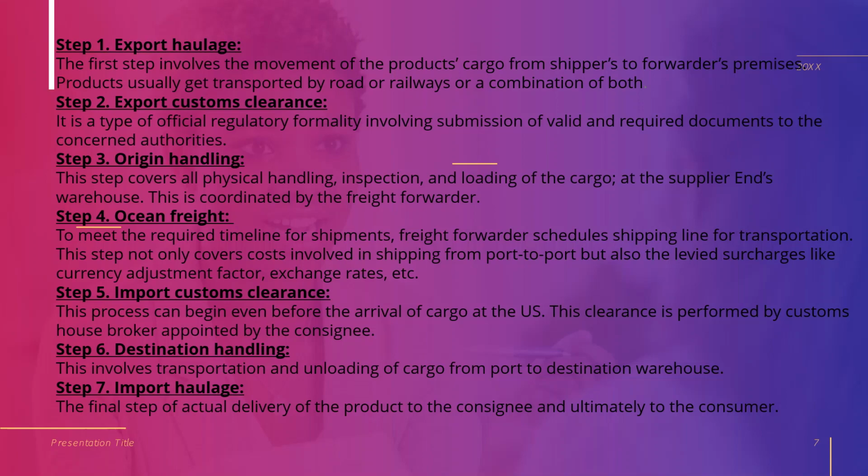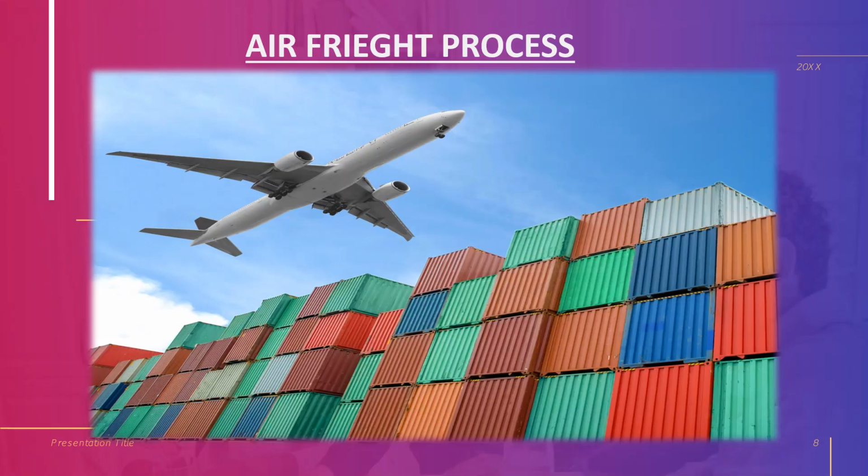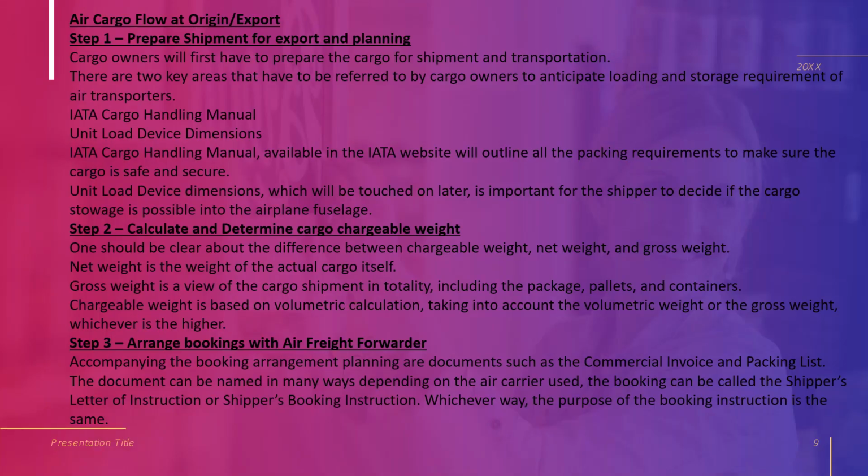Okay. Next is the air freight process. We know this sea freight will take approximately a month, maybe 7 weeks. It can be delayed again and again, depending on the weather conditions and everything, right? So next is the air freight process. It's expensive, but faster also.